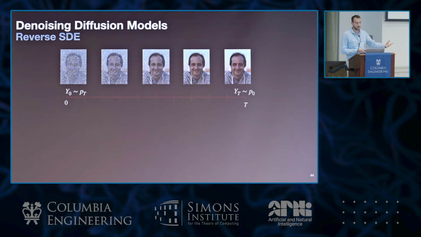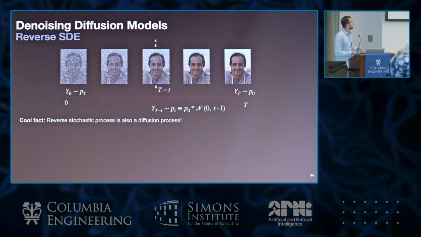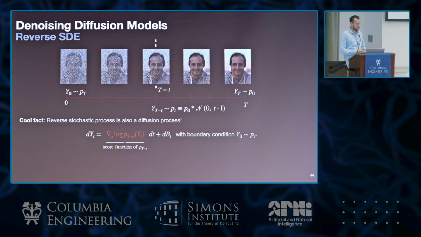And there is a beautiful mathematical theory that says that if you actually want to do this, what you need to do is run a differential equation. And to run this differential equation, what you need is this object. And this is where all the learning goes, learning this object, which is called the score function. And it really is the gradient of the log likelihood of these intermediate distributions.